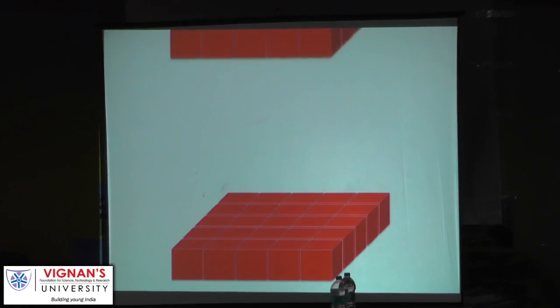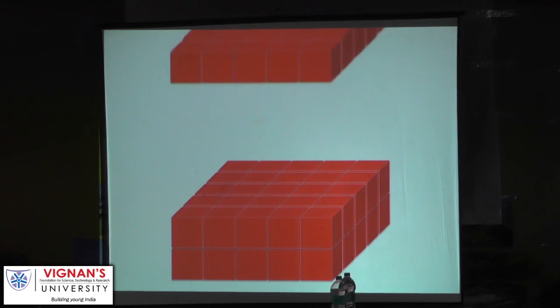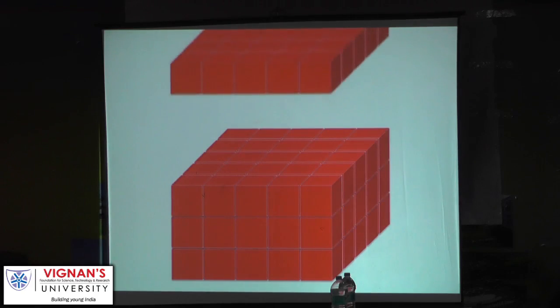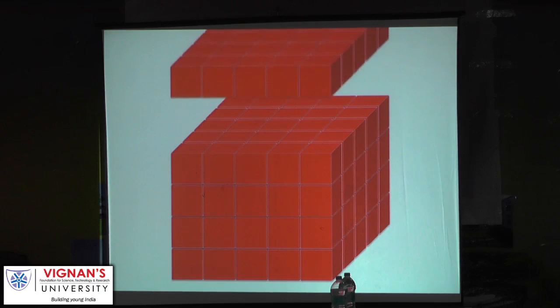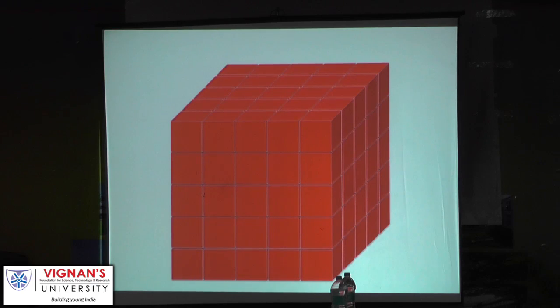How many are there? 25 now. Second layer 25, third layer 25, fourth layer 25, fifth layer 25. Now do you understand how to form a bigger cube by joining 125 small identical cubes? How many layers do we have? How many in each layer? 25. How many along each edge? 5. You take any edge, you have 5. Any dimension, you have 5.